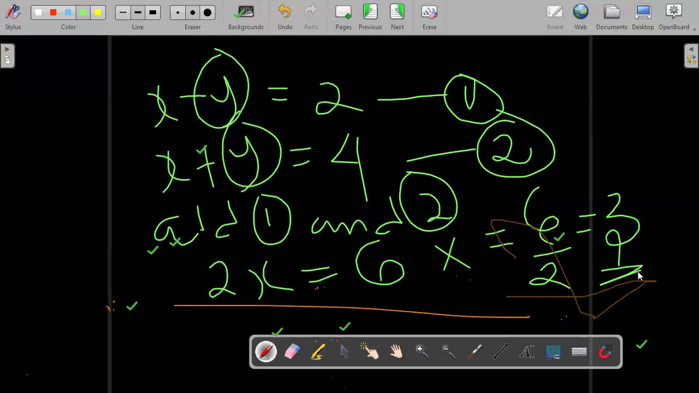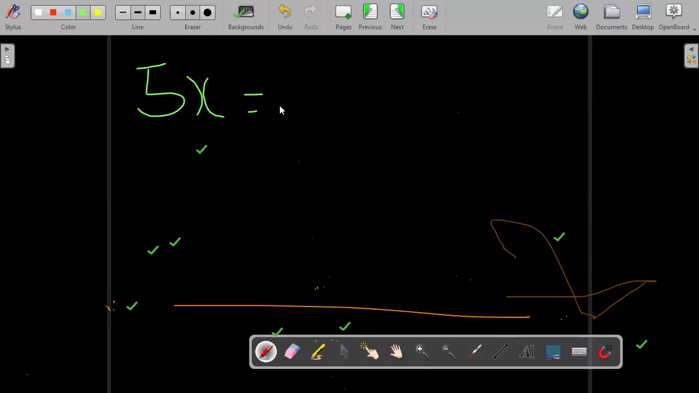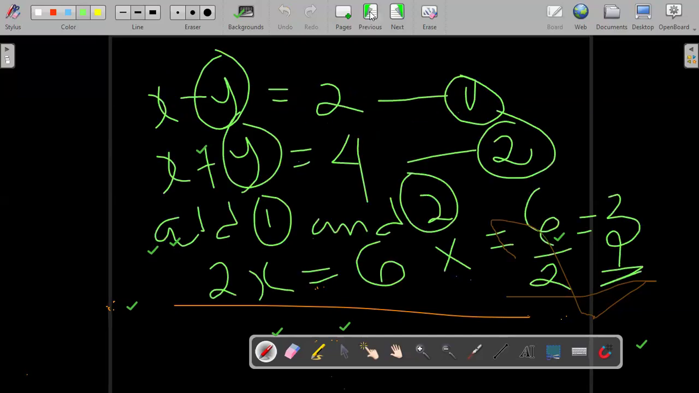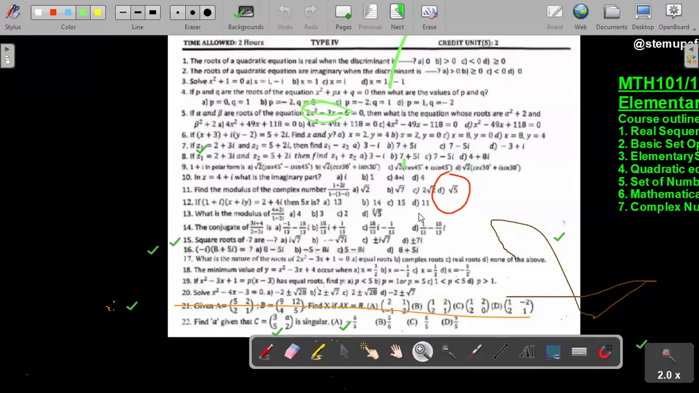Then we are asked to find 5x. So my 5x will be 5 bracket 3. That will give us 15. Our answer is simply 15. That is the solution to the question. Our answer is 15. That happens to be option C.